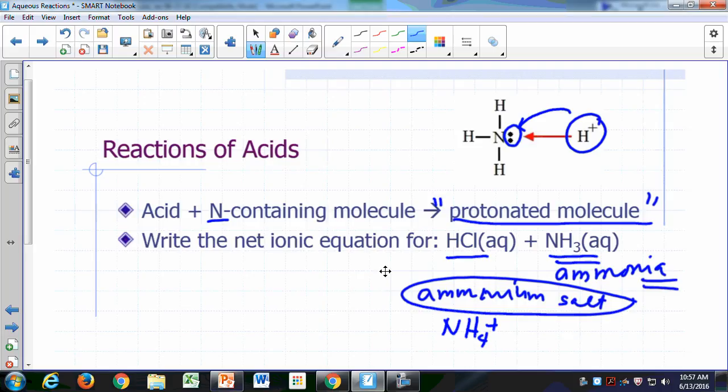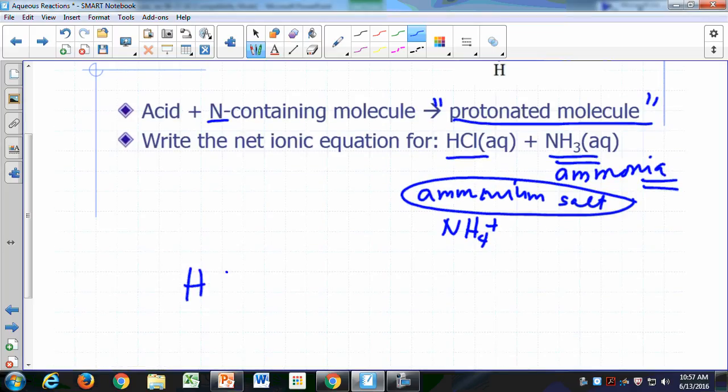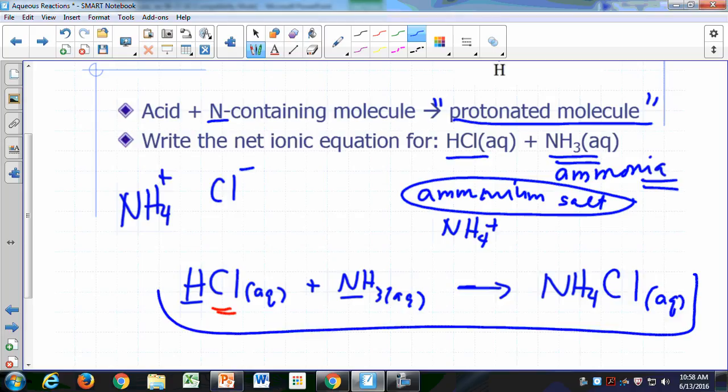So let's write the net ionic equation if HCl in aqueous solution were to react with ammonia. Well, HCl aqueous plus NH3 aqueous gives you an ammonium salt. Your H plus combines with ammonia to give you ammonium, NH4+, and what remains after the H plus is removed from the HCl is chloride. So your product here would be ammonium chloride aqueous. That's your molecular equation.